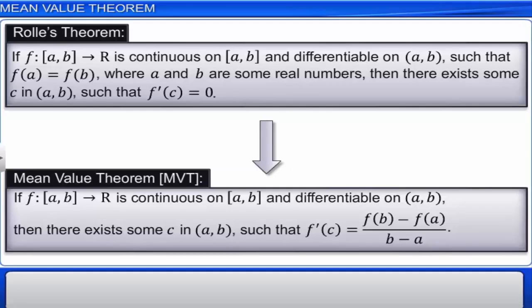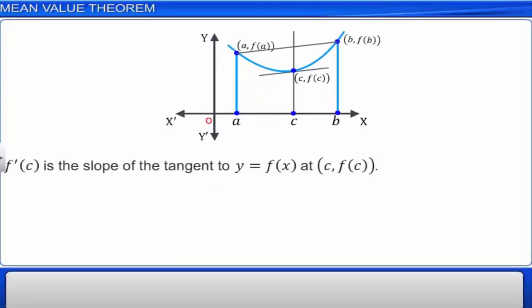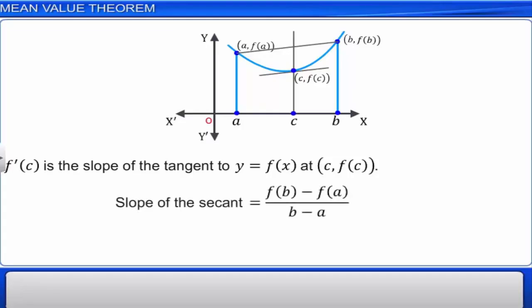Let's look at its geometrical interpretation. Draw a secant and a tangent to the curve as shown. We know that f dash c is the slope of the tangent to the curve y is equal to f of x at the point c, f of c on the curve. It is clear from the figure that the slope of the secant is given by f of b minus f of a whole divided by b minus a.